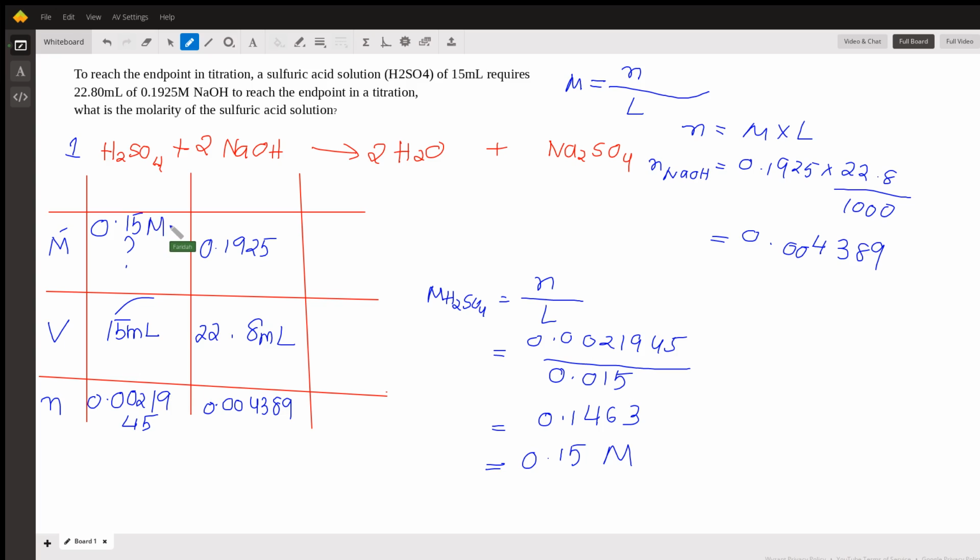If there is anything that you don't understand, probably the balancing of the equation, or how to get to the reactants and the products, how to produce H2O and Na2SO4, you can ask me.